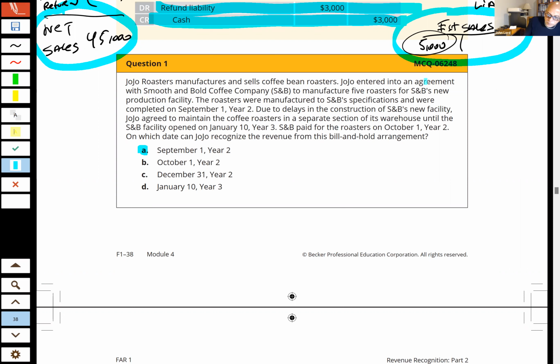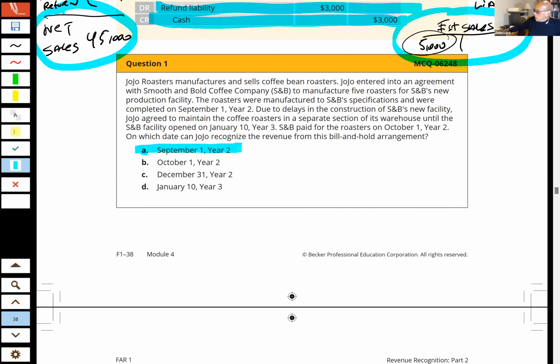We can take the revenue in a bill and hold on September 1st, year 2, because we are doing what? We're simply holding that as an accommodation. And it says we manufactured them to their specifications. So we're not going to be able to direct them to anybody else. So we've met the criteria for a bill and hold.